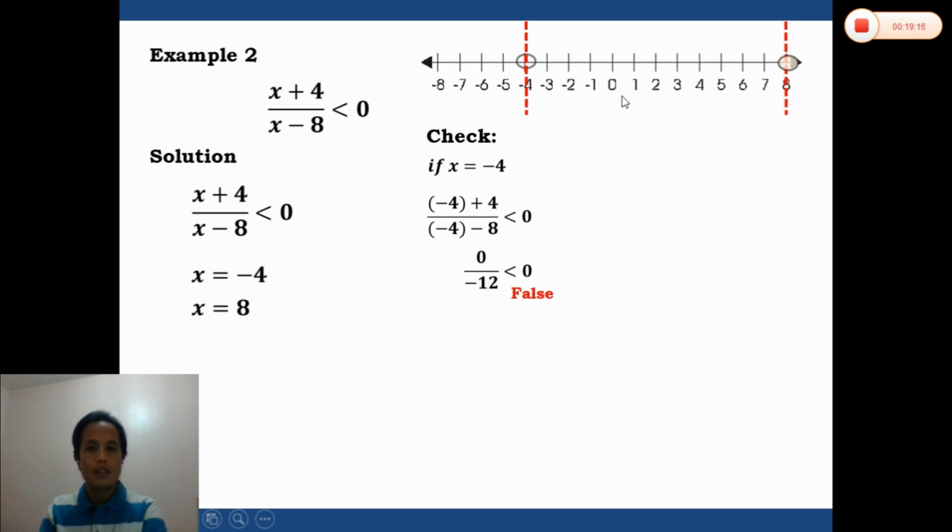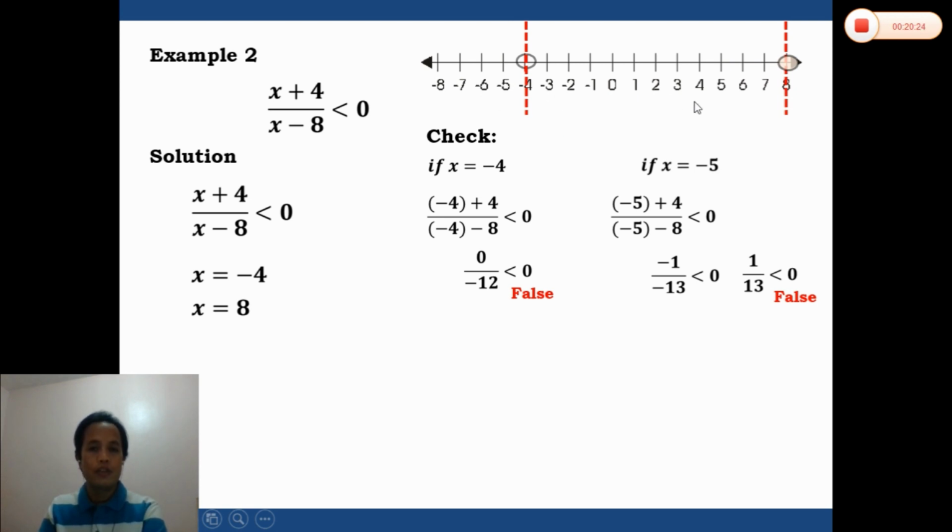This is the first region, this is the second region, and this is the third region. So to check a value from this region, we choose negative 5. So substitute negative 5 to the inequality. So we have negative 5 plus 4 over negative 5 minus 8 is less than 0. So we have negative 1 over negative 13 is less than 0. Since both the numerator and denominator are negative, we can write this one as positive 1 over 13 less than 0, which is a false statement because every whole number is greater than 0. So meaning, negative 5 will give us a false statement. That means all the values that can be found in this region will give us a false statement. That means these values are not part of the solution set.